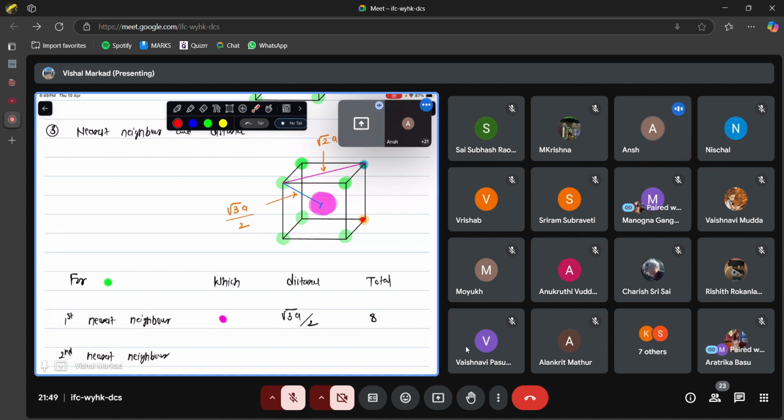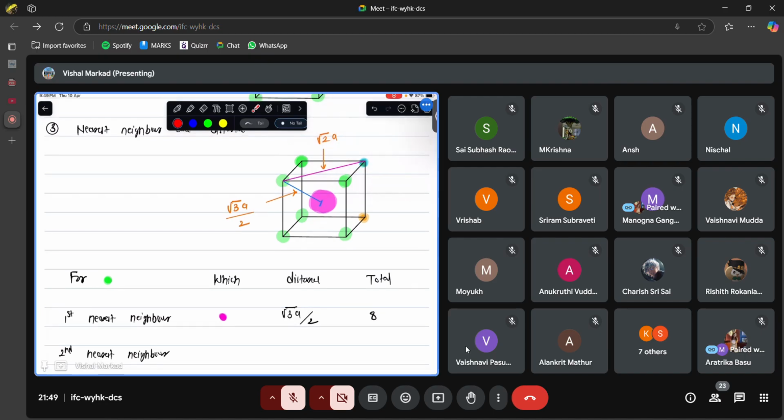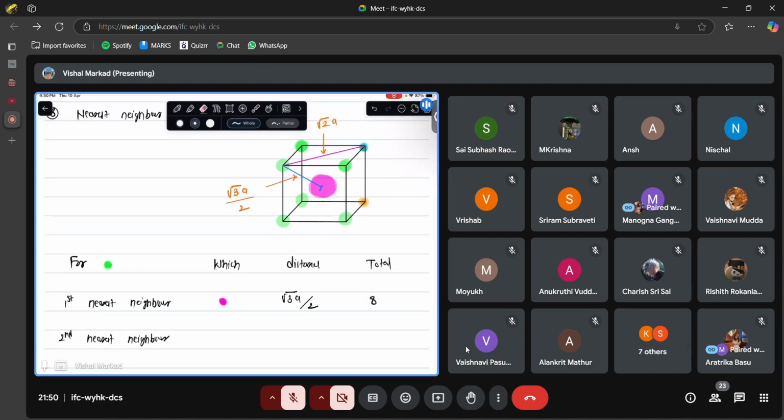What is the value here? Root 2a. And what is the distance between this one and this one? Root 3a. See here, this one and this one, what is the distance? Green and pink, root 3a by 2. Green and blue one, root 2a, and green and this one, what is the distance here? Root 3. This is body diagonal, no? So root 3. So which one is closer then? Pink. First we have written, okay.